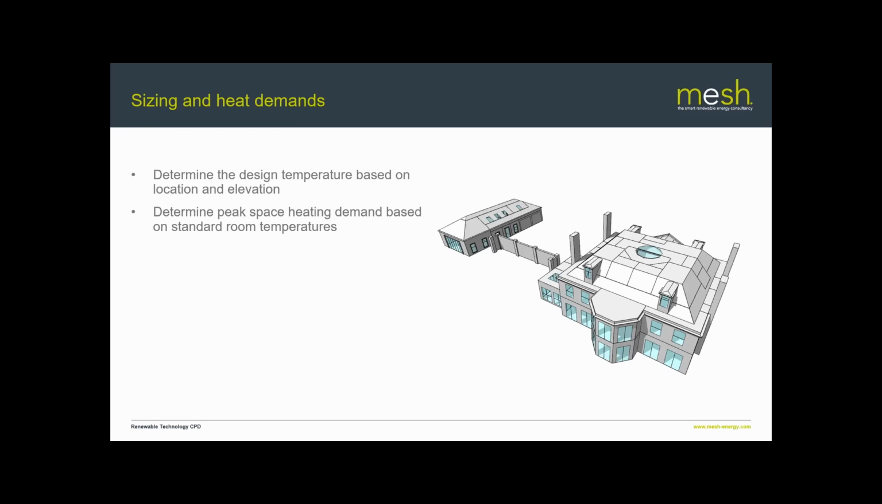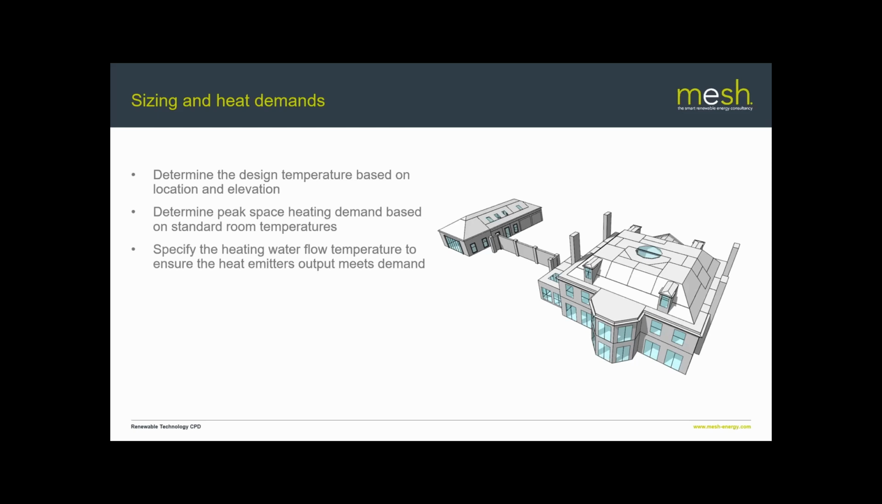So that's 21 for living rooms and dining rooms, 18 for kitchens, WCs, and bedrooms. Circulation areas tend to be 18, and then you might get odd rooms where you might want it cooler or hotter. So bathrooms, for example, are designed at 22 degrees, and then you might get odd rooms like swimming pool changing rooms or something like that, which you might want even a little bit warmer still.